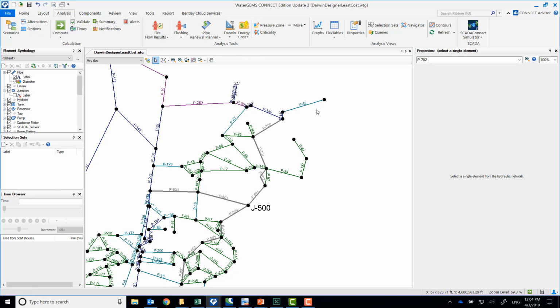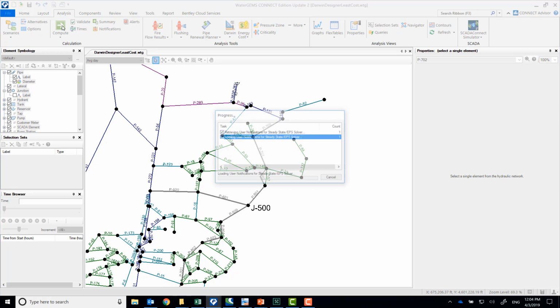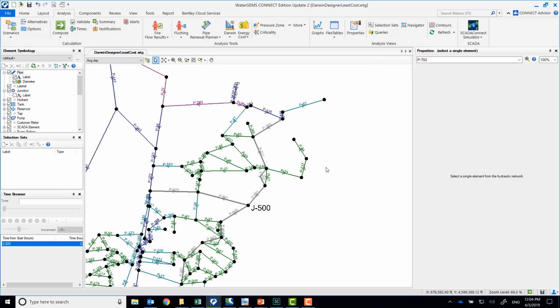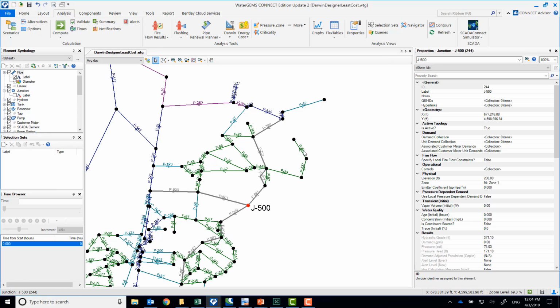Okay, so before we go into Darwin Designer, let's just take a look at the system that we had. Because we are asking the best solution that meets a certain criteria. So for average demands, notice that the total demands amount to 1,180 gallons per minute. Okay, so that's including every node. J500 does not have a demand in this particular average demand scenario.